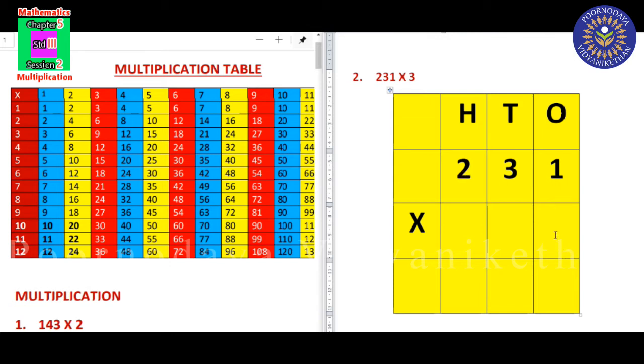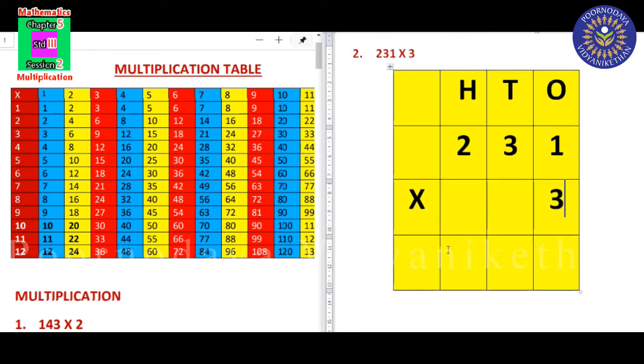Multiply this number by 3. That 3, where do we have to write? We have to write it in the ones position. Clear? Multiply this number by 3. Clear? Now, let us start the multiplication.